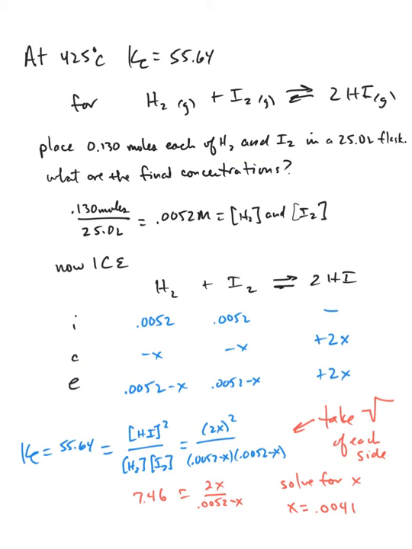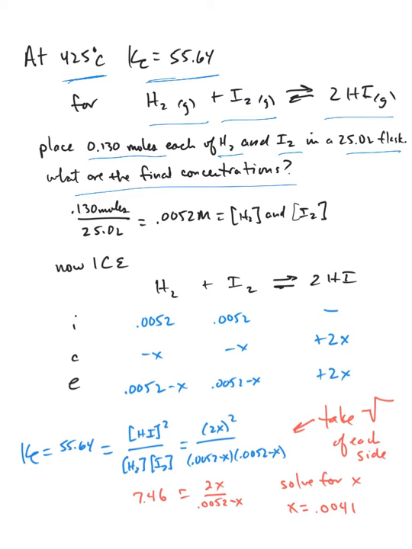For the next one, this one's a little bit more involved, and you'll see this in a second. So at this very high temperature, 425 degrees, the Kc is 55.64 for hydrogen gas and iodine gas giving 2 HI. If you place 0.13 moles each of hydrogen and iodine in a 25-liter flask, what are the final concentrations of everything? So the first thing you have to do is to have the proper number for the initial conditions, and we usually do this in molarity.